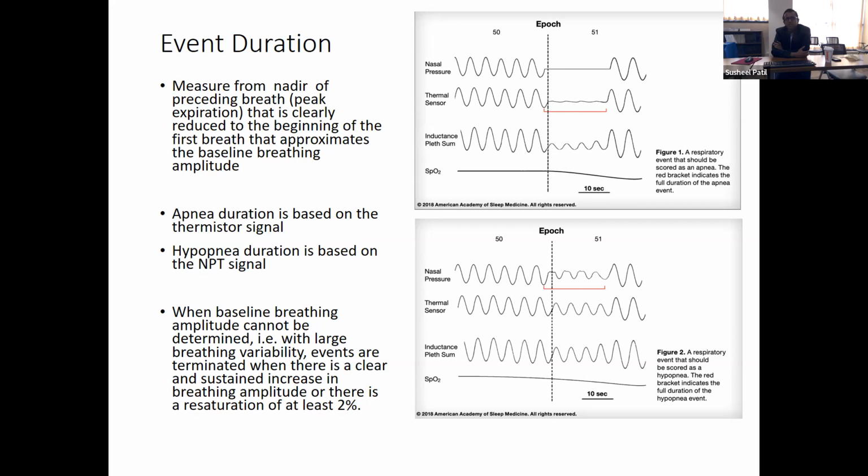When you can't determine the baseline breathing amplitude, because there's lots of breathing variability, events are terminated when there's a clear and sustained increase in the breathing amplitude, or there is a resaturation of at least 2% of the oximetry signal. These take a little bit of time and practice to internalize, but they're important.